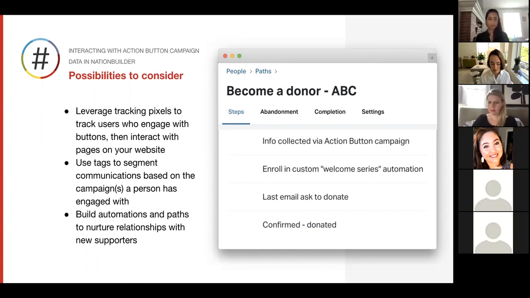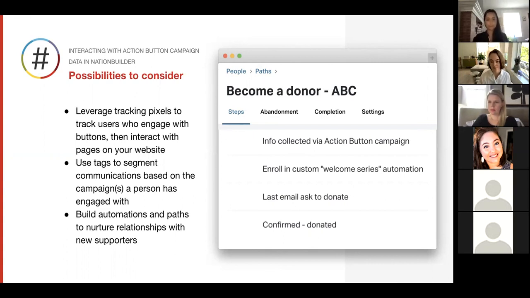So I think that's a huge opportunity in thinking about how you can further build your relationships with those supporters that might have first run into your organization or first learned about an issue via an action button campaign, and how we can think about building relationships with those folks via web pages on NationBuilder. I think the other obvious opportunity here is using tags to segment communications based on the campaign or campaigns that a person is engaged with.